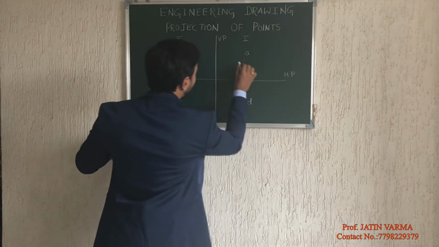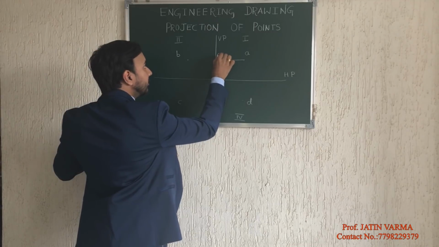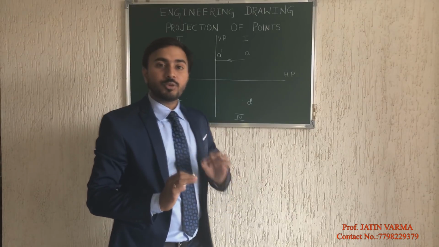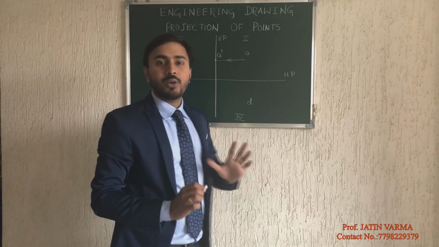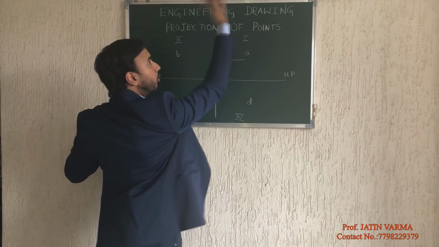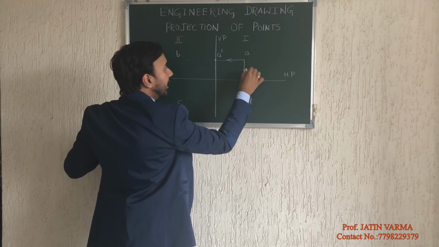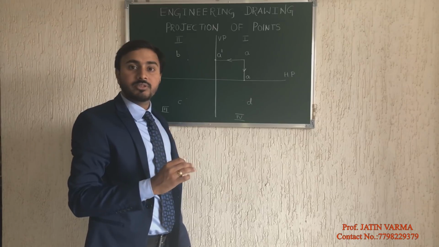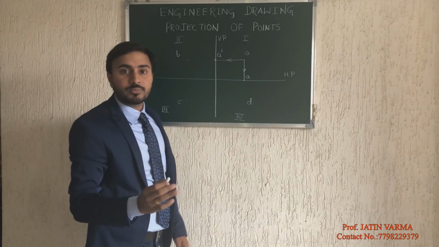Suppose I am looking from here, so what I'll get over here will be A dash. Why will it be A dash? Because it is the front view. Front view is always denoted by dashed terms, and top view without dashes. If I am looking from the top now, what will be my sequence? Observer, object, and then the plane. So I'll get the image of point A, and that will be A. So this will be A dash because it is the front view, and this will be A because it is the top view of it.